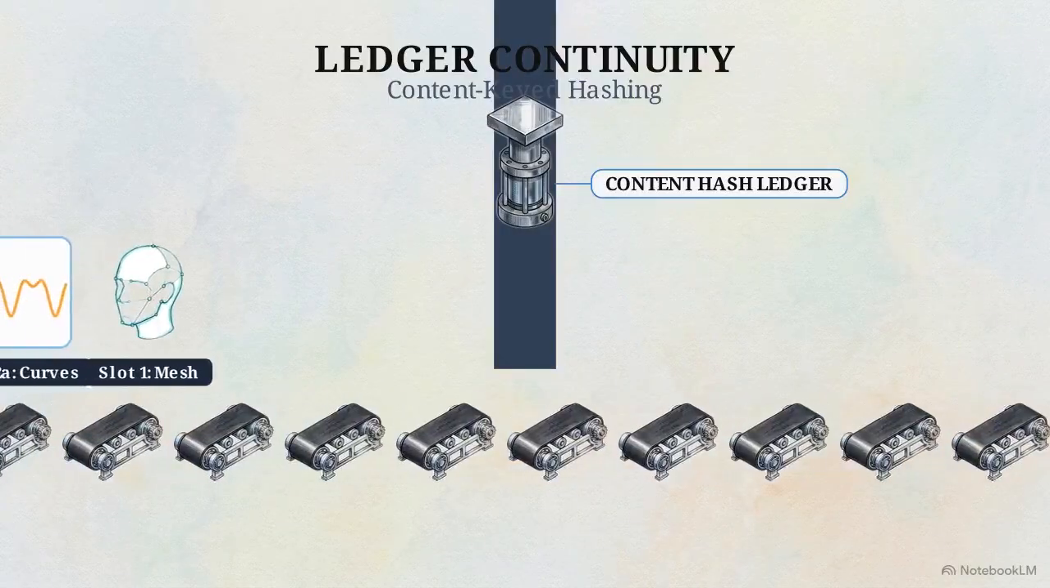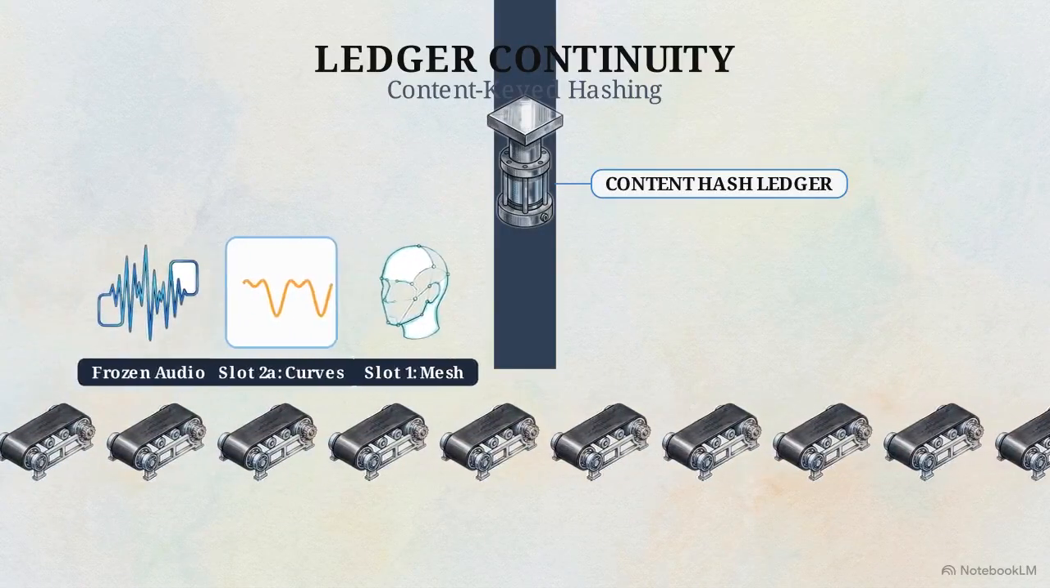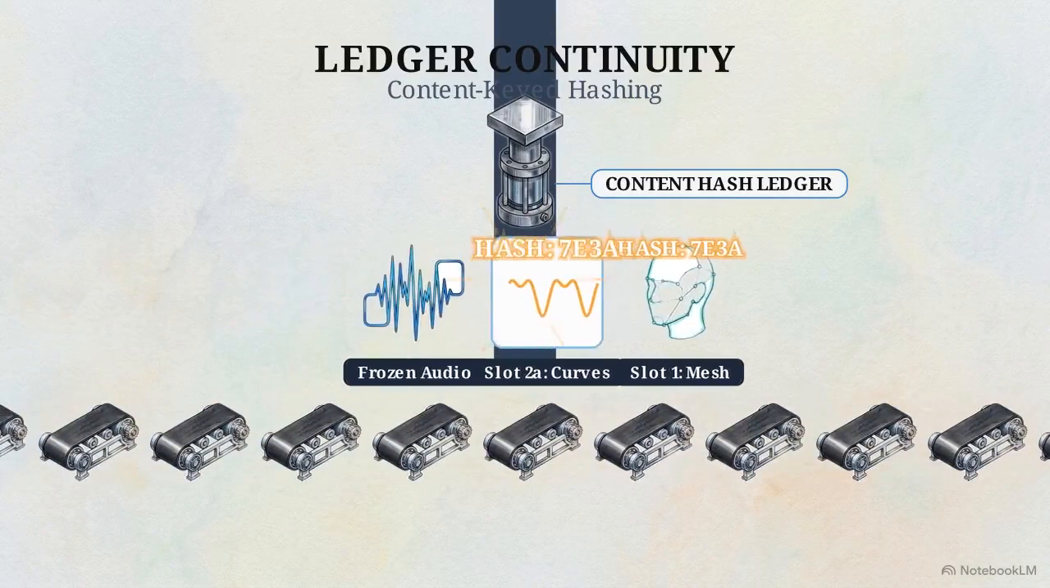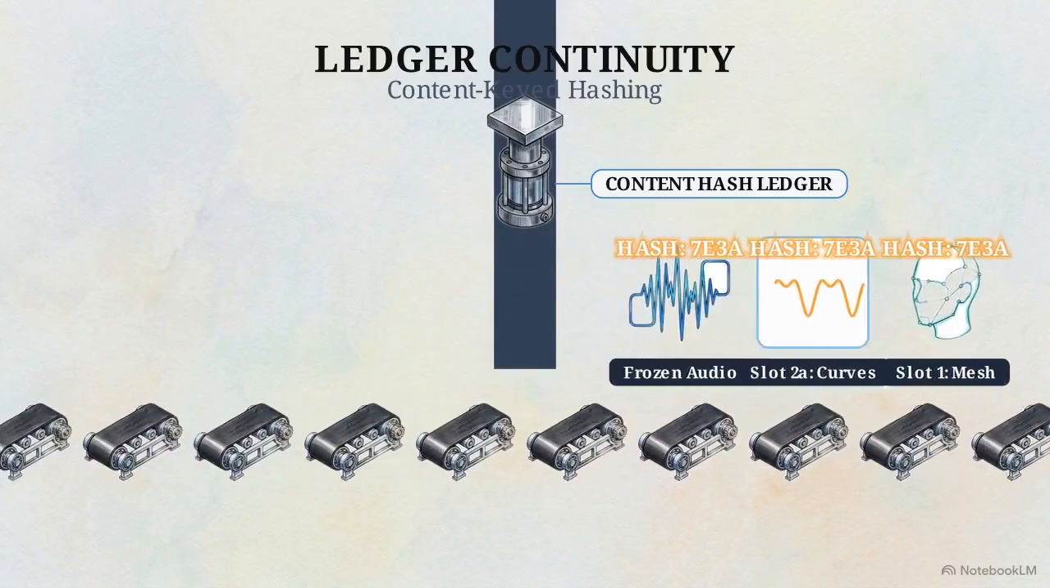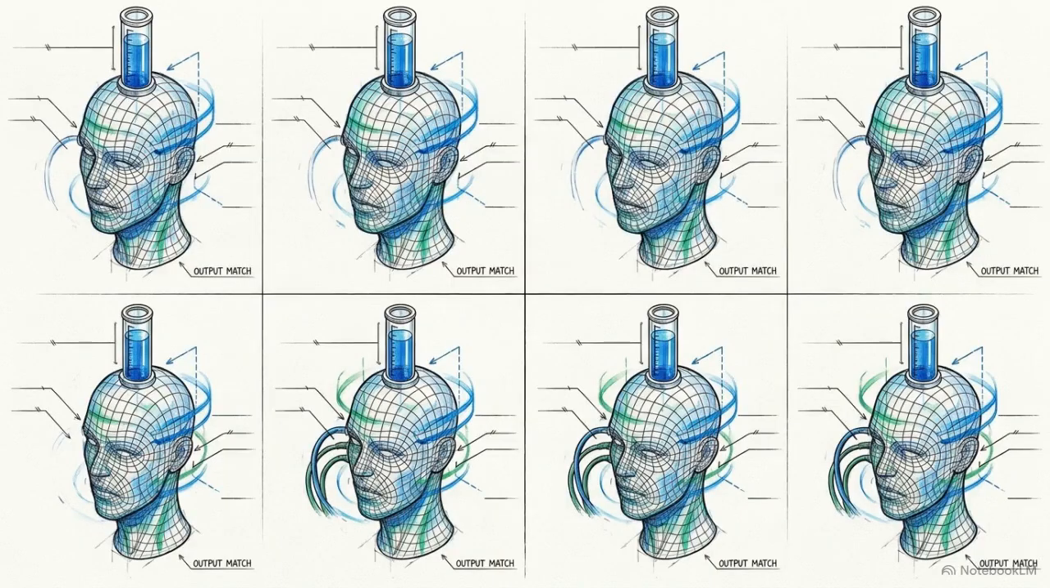Because every stage of the pipeline, from mesh generation to curve extraction, is keyed to unique content hashes and the same frozen audio track, the system can reconstruct the exact same scene with byte-identical results across multiple runs.